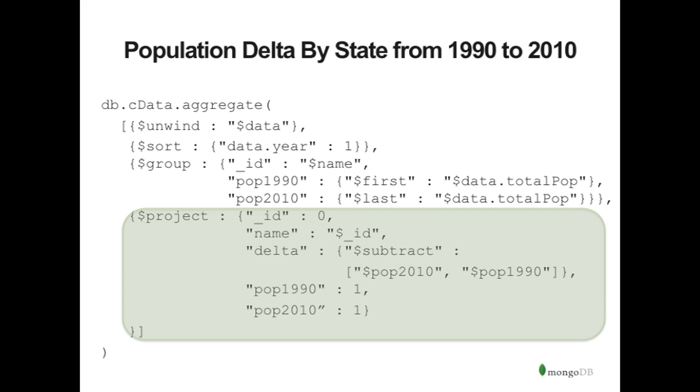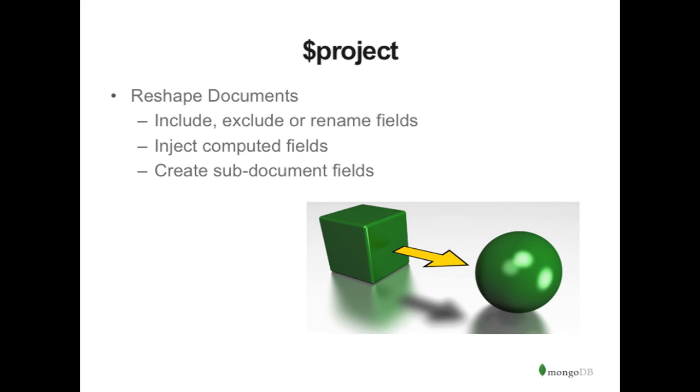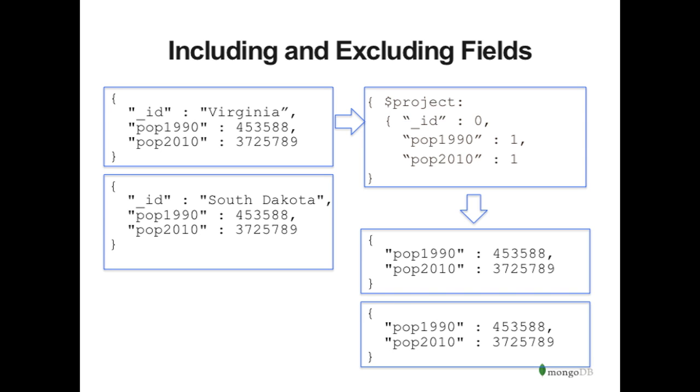So the project stage essentially enables you to do intermediate calculations. It enables you to remove information from your documents, calculate new values, rename them, just change the shape of your documents overall. So let's drill into what a project does using my simplified example. If I have a collection with 2 states and I issue a project saying eliminate the underscore ID field but keep the pop 1990 and the pop 2010 fields, at the end of the project pipeline stage, I would end up with documents that look like this.